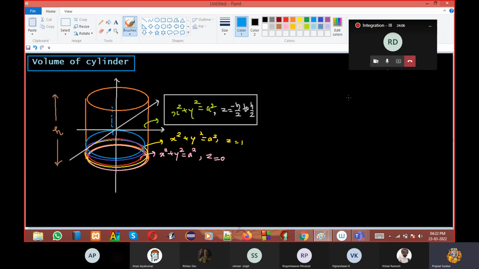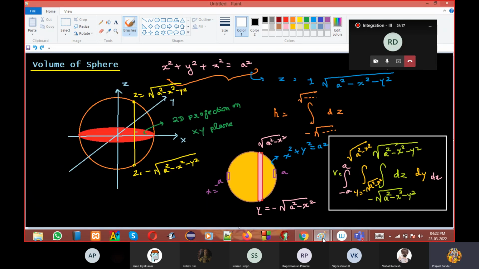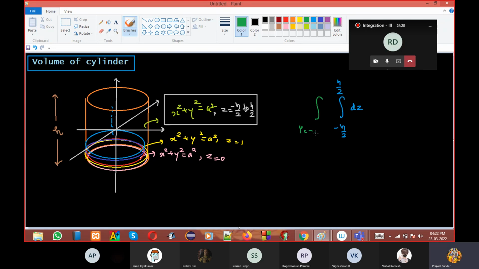Now you can do it very simply. The height function I've already written, this is the height function. And then you do a normal circle integration, which we have done so many times just now. What are the limits? y equal to minus root of a squared minus x squared to root of a squared minus x squared, dy. Then you integrate x from minus a to a, dx. That's it, over.